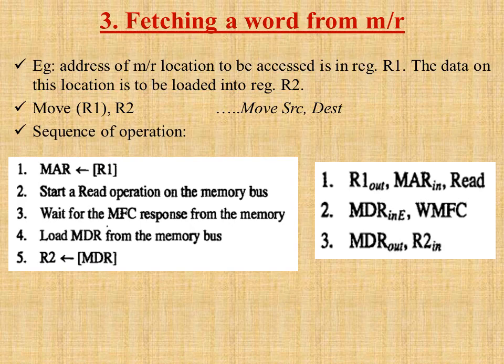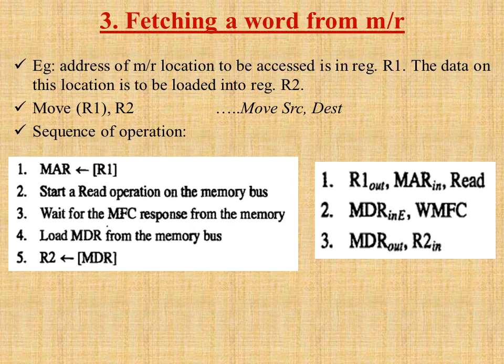Over here this instruction has the format move source, destination. So the source is R1, the contents of that is nothing but the memory location, and the destination is R2. The sequence of operations is shown both in the in and out control signals, and also in normal sentence format. So the first step of operation is that the contents of R1, which is an address, is first transferred to the MAR, memory address register.